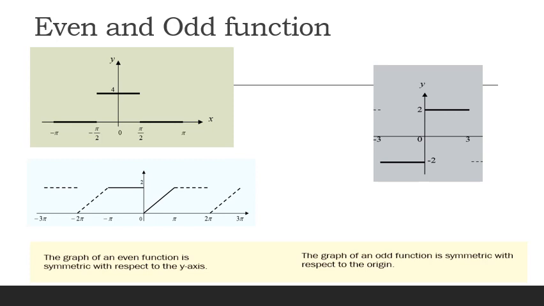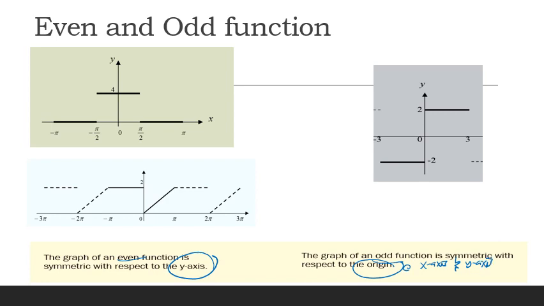Based on the previous explanation, we know that an even function must be symmetric about the y-axis, while an odd function must be symmetric about the origin, or we can say it is also symmetric on the x-axis and y-axis.